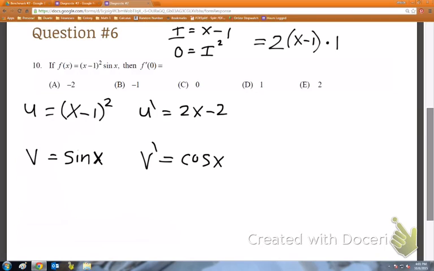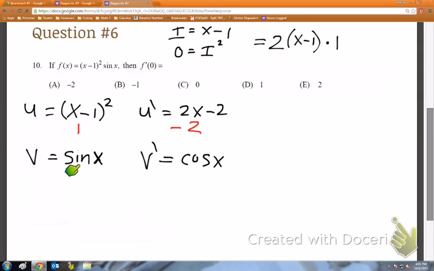Again, let's make our lives easier. So instead of multiplying this all out and simplifying it, why don't we just plug in 0 right now? So if I plug in 0 here, I get 0 minus 1, that's negative 1, squared. Negative 1 squared is 1. If I plug in 0 here, I get 2 times 0, minus 2. So that's 0 minus 2, that's negative 2.